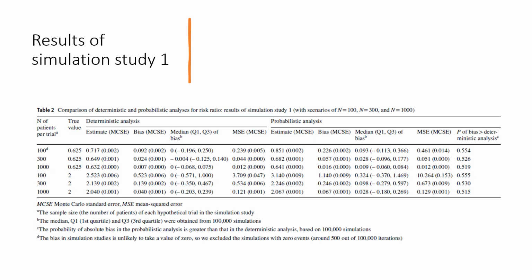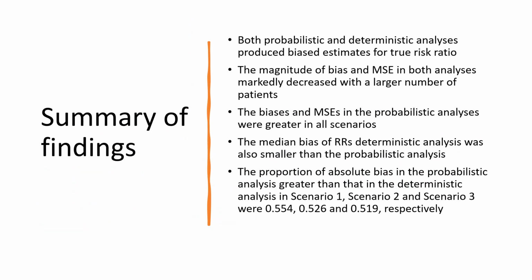This table shows the results of Simulation Study 1. Both probabilistic and deterministic analyses produced biased estimates for the true risk ratio. The magnitude of bias and mean squared error in both analyses markedly decreased with a larger number of patients in each hypothetical trial. The biases and mean squared errors in the probabilistic analyses were greater in all scenarios.